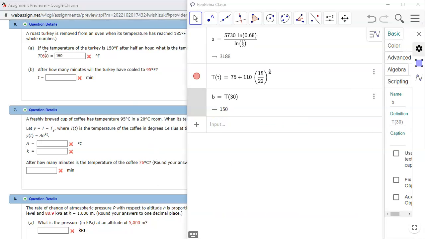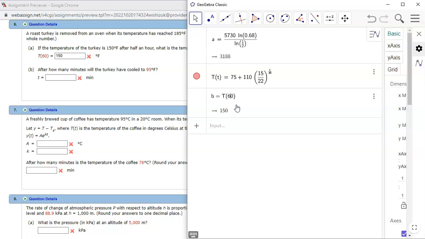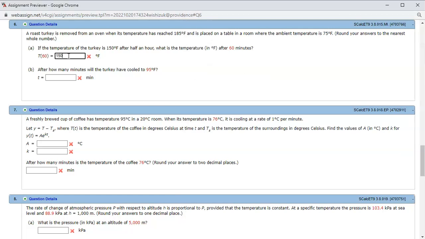All right, actually I messed it up. We are looking for T of 60. For some reason I put 30 there. All right, so T of 60 and hit enter. So it's about 126. All right, 126. Let's check the answer again. Sorry about that. It came back and it looks like we got part A correctly.